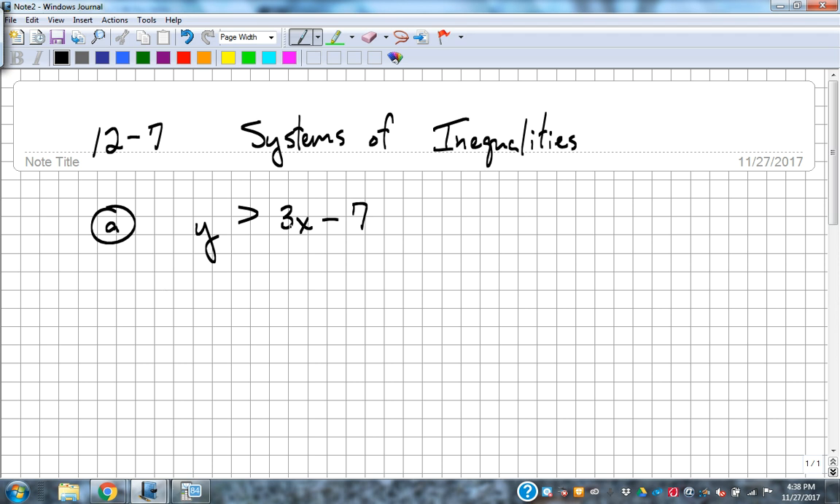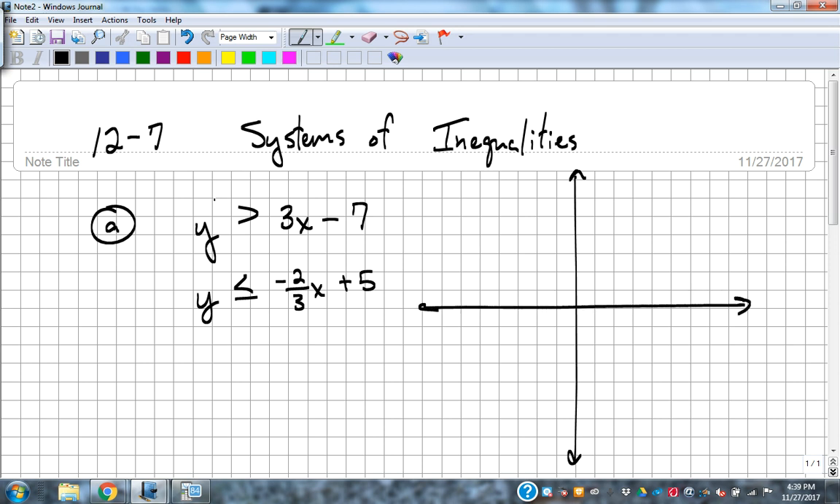Let's throw a couple of linear ones together. Y is greater than 3x minus 7, and y is less than or equal to negative 2/3 x plus 5. Okay. We're just going to graph those on the coordinate plane. Y-axis. Sure, we got plenty of room on the x. The positive and negative side of things.